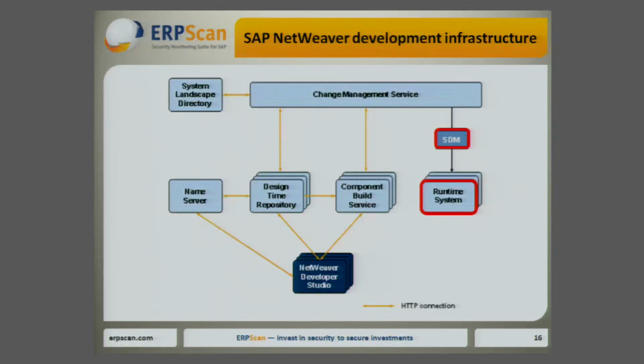But the key component in this scheme I want to speak about is Software Deployment Manager, or SDM. It is directly related to the production systems. That's why it's so critical. It is a client-server application, which is used for installing Java EE components on the Java application server. So the SDM server runs on the server side, and a graphical user interface is available as a client.